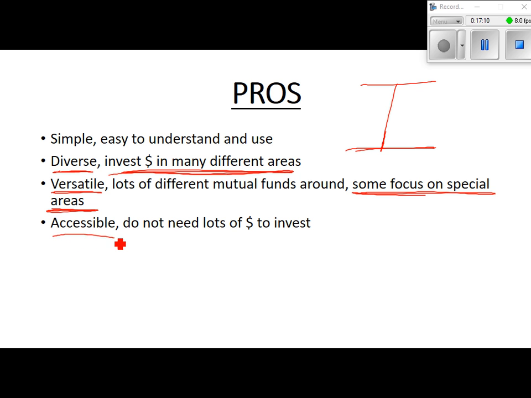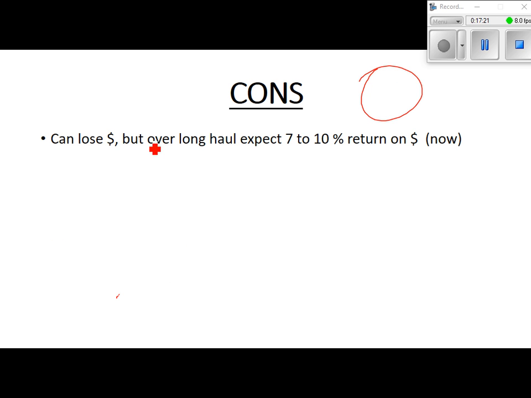Accessibility. You don't need a whole lot of money to invest in a mutual fund. All right, so you don't have to be some real rich person to invest in a mutual fund. So those are the pros, those are the good things about it.